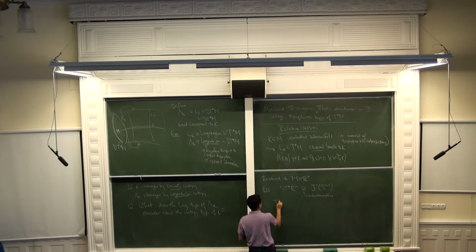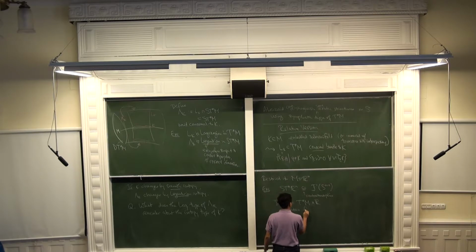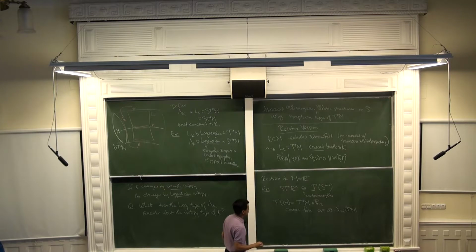So what's the one-jet space? This is something really most of you know, so I'll just say it briefly. The one-jet space of a manifold M is T star M cross R. And this is naturally a contact manifold, with contact form dz minus lambda canonical on T star M. Here z is the coordinate in the R direction. For instance, if M is the real line, then this is the usual contact form dz minus y dx.